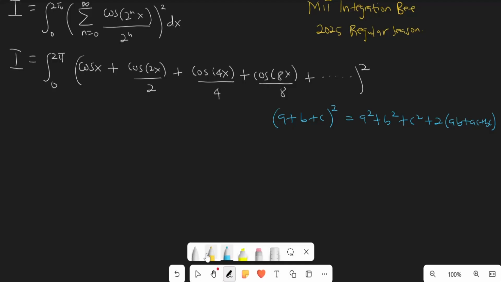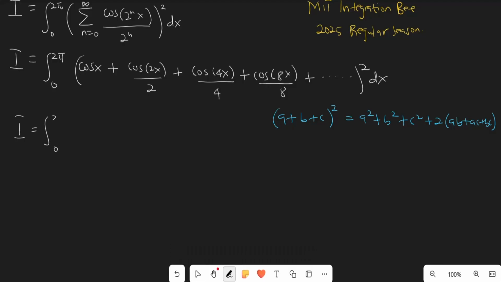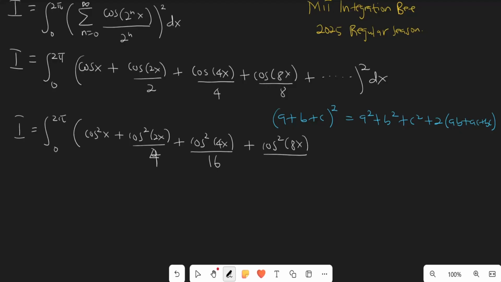So with this one, our integral is going to be... there's the x here. Sorry about that. So the integral from 0 to 2 pi of, we are now going to square this term. The first term is going to be cosine square of x. Next term is going to be cosine square of 2x over 2. Next term is going to be cosine square of 4x over 4 squared, which is 16, plus the cosine square of 8x all over 8 squared, which is 64. This one continues until infinity.